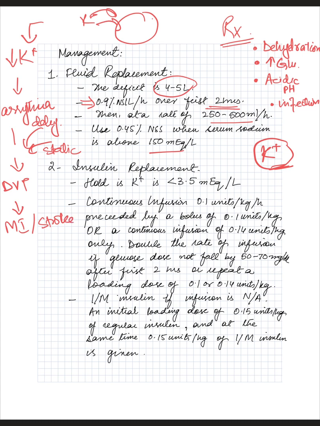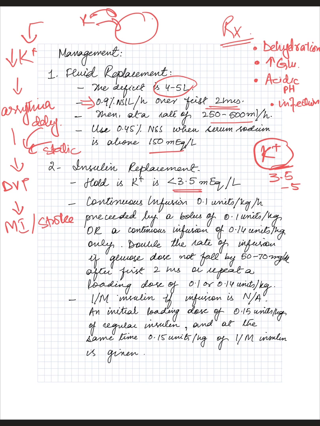The normal value for potassium is 3.5 to 5. And when the potassium is less than 3.5, we do not give insulin no matter how high the glucose is. Fluid replacement helps dehydration as well as it helps overcome some of hyperglycemia.